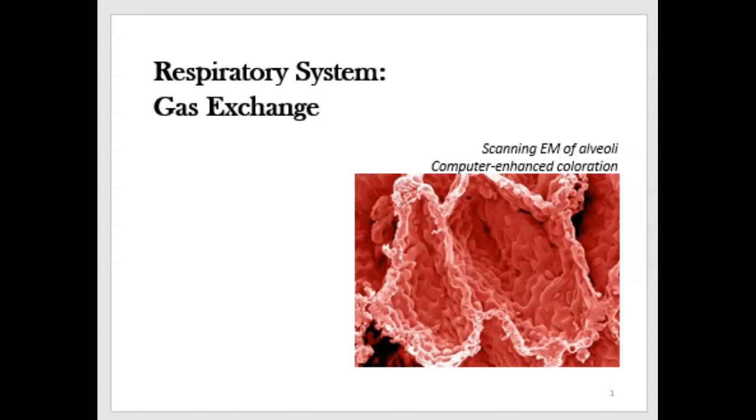And this lecture is about gas exchange in the lungs and in the systemic tissues. The picture that you're looking at on this screen is a color enhanced scanning electron micrograph of the inside of alveoli. So you can see the nice thin membrane, respiratory membrane right there. And that's where gas exchange takes place.